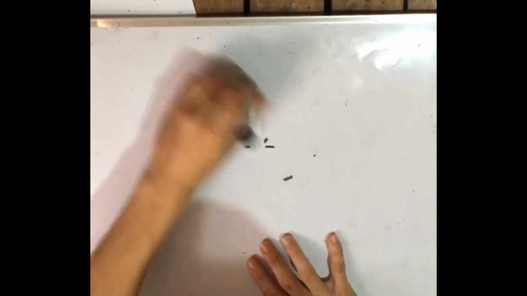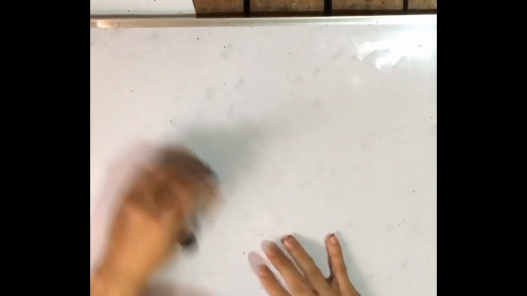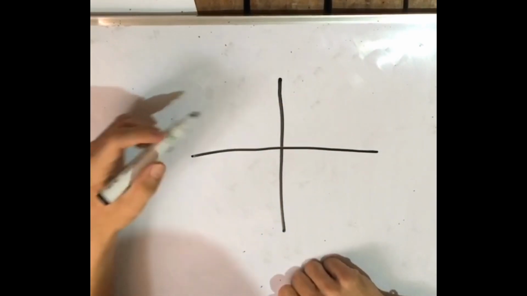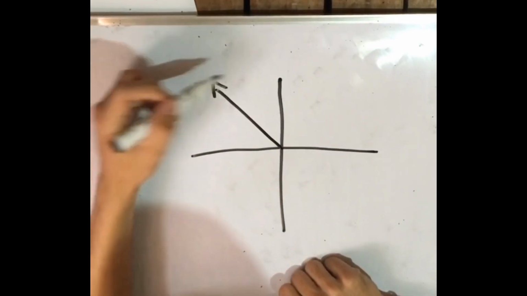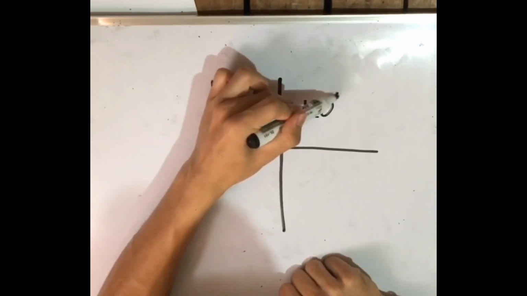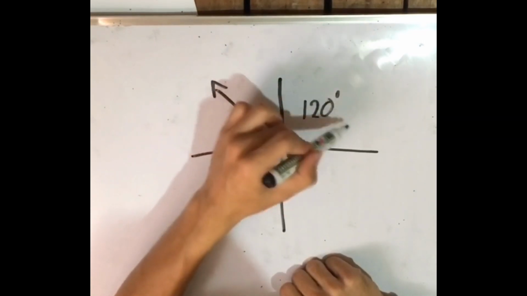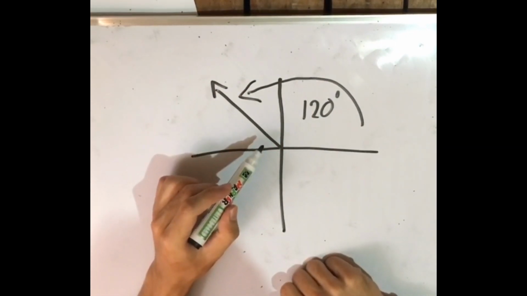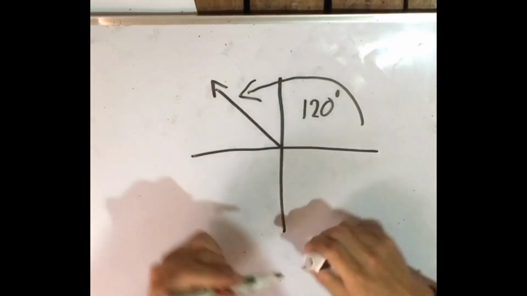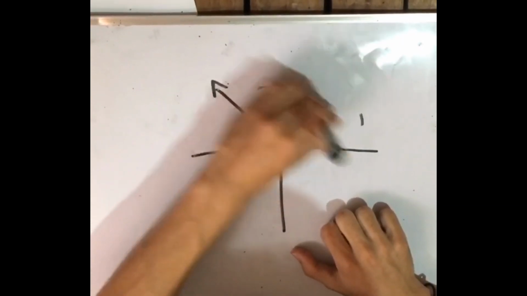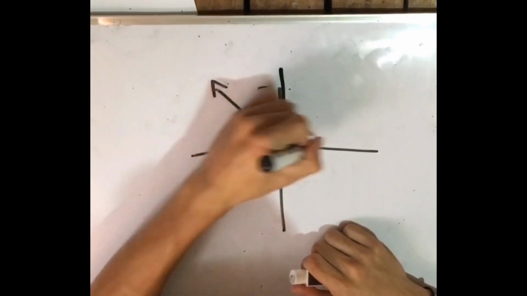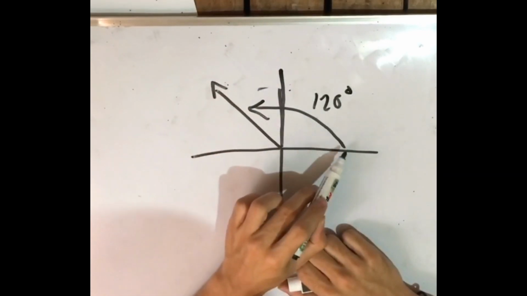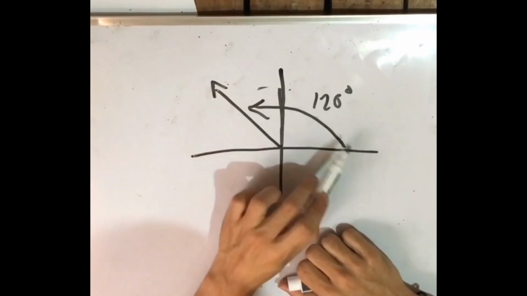I'm gonna try this. How to find the coterminal angle of this. So for example, this is 120. This is positive 120. This is positive because the angle is going to this side.